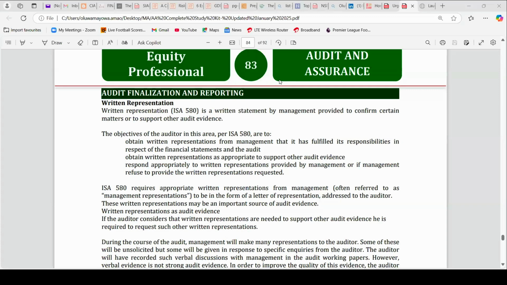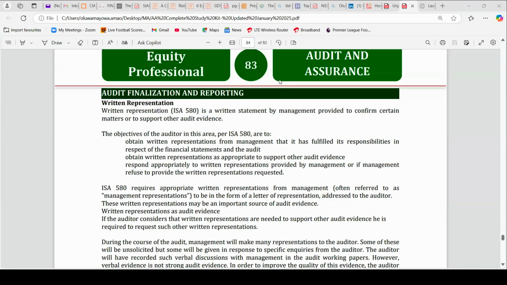Maybe there are some areas that he needs clarity on. It might not even be audit evidence. He just needs some kind of enlightenment on why this is like this. Now, management might have told the auditor verbally that that's how we do this. So at this stage of finalizing the audit, the auditor needs to obtain a written statement. And that's what written representation is about. Now, the objective of the standard around written representation is that, one, the auditor needs to obtain written representation from management that management has fulfilled its responsibility as regards the financial statements and the audit.